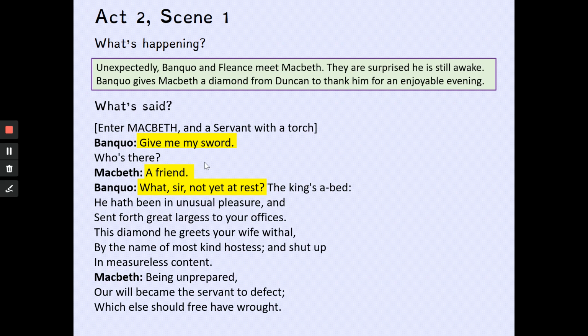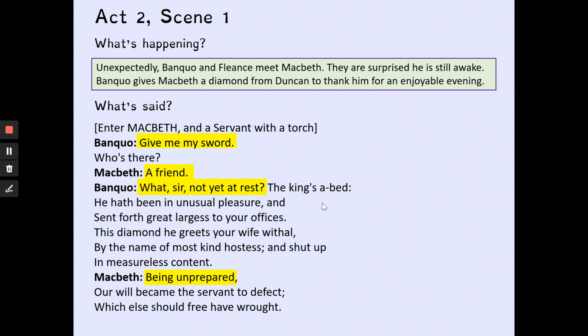Banquo then replies by saying, "What, sir, not yet at rest?" So the question there implies, and the kind of slightly sarcastic "sir," I mean, Banquo will always be polite in public, but remember, he's worried about what Macbeth's capable of by this stage. So it sounds somewhat forced, the "sir," that mark of respect, and the question shows his doubt for what Macbeth is up to.